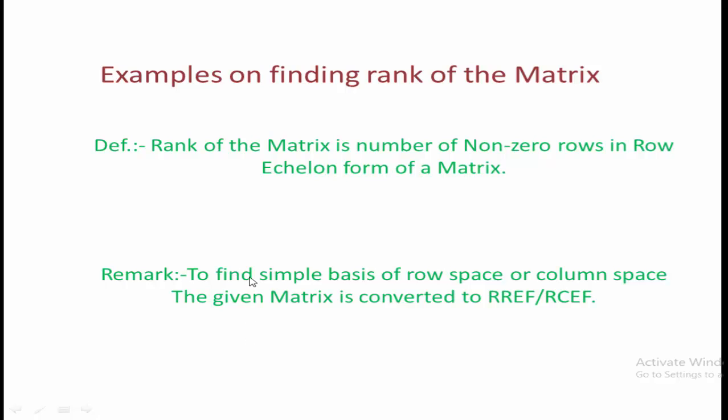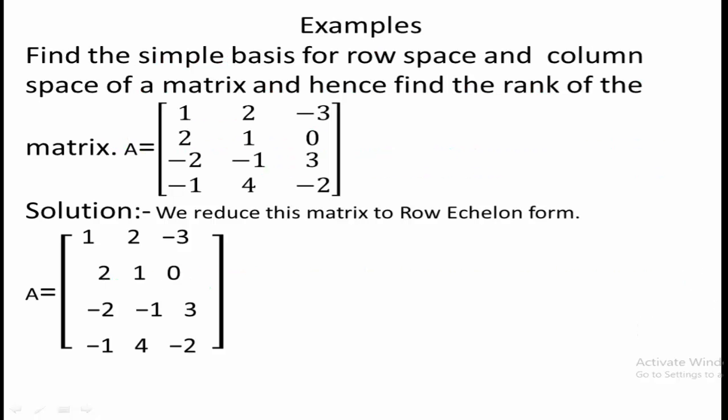Moreover, this question can be asked like this: find the simple basis for row space and column space of a matrix. Then we have to convert this matrix to reduced row echelon form. Consider an example: find the simple basis for row space and column space of a matrix. Hence find the rank of the matrix. First we convert this matrix to row echelon form.